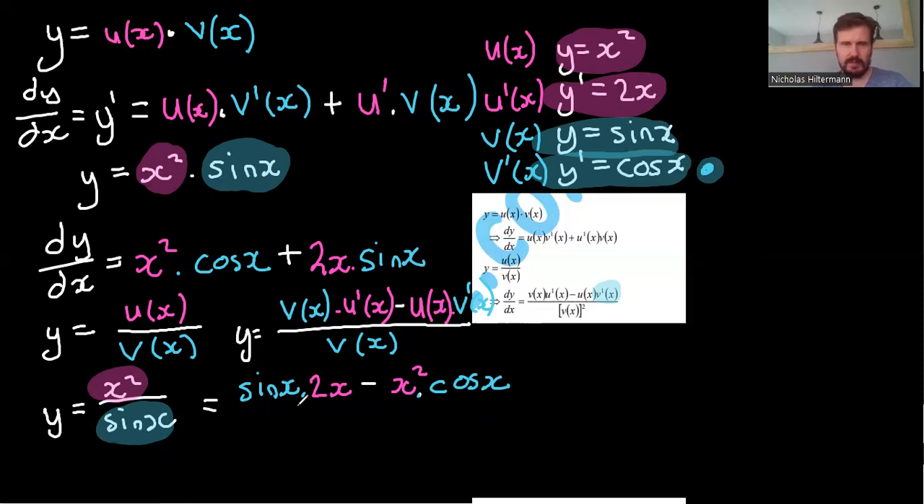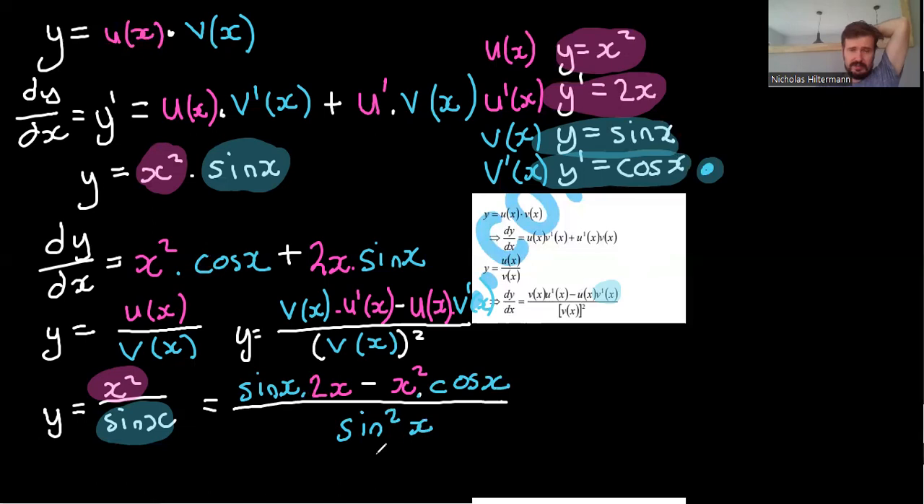Divided by the bottom squared. I didn't put a squared here. So we just take the bottom and we square it. When you square sin x, it just becomes sin squared x. So that's nice, I can just say sin squared x. Okay, and that's it. That's done. So that's our product rule and our quotient rule.